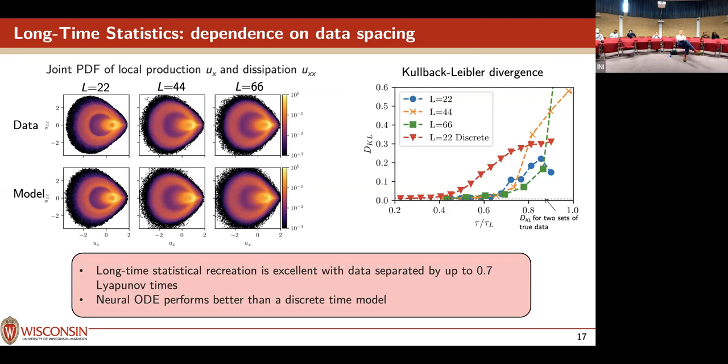One way of characterizing the difference between these two is with the Kullback-Leibler divergence, DKL, and we've plotted that as a function of the data spacing. The red is the discrete model, which doesn't do that well. The continuous time models, even with data spacing more than half a Lyapunov time apart, still reproduce the attractor very well. And this little baseline here is if we took two sets of the true data, found the PDFs and the KL divergence between those two. You should think of that as a baseline for these results.